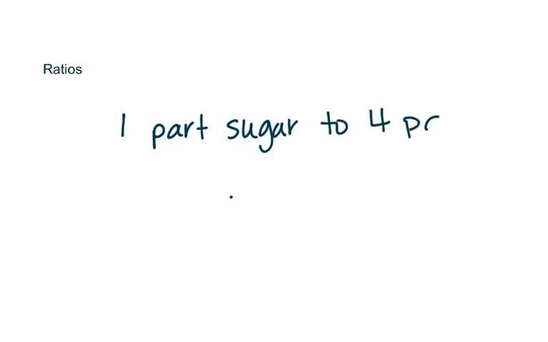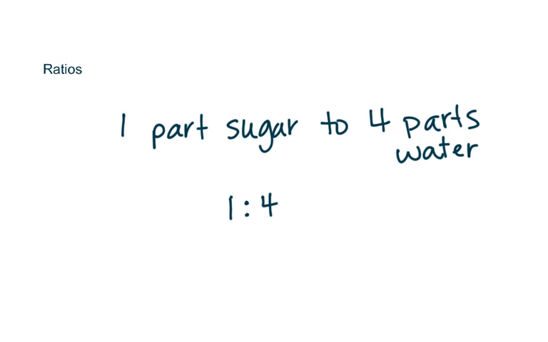So we'll just use hummingbird food as an example. The hummingbird food recipe says that you are going to have 1 part sugar to 4 parts water. And so if we were to write that as a ratio, we would write 1 colon 4. And notice that it doesn't have a specific measurement. You could do 1 cup sugar to 4 cups water.